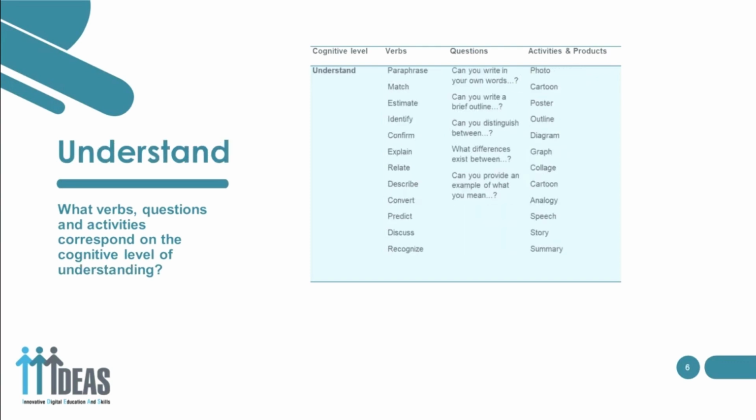On the cognitive level of understanding, learning goals could be identified with verbs such as identify or explain. And assignments could be based on questions like what differences exist between X and Y, and can you distinguish between X and Y? Again, the educator can choose the appropriate activities and products for the assignments used in class, for example, testing understanding by having the learners sum up the lesson.